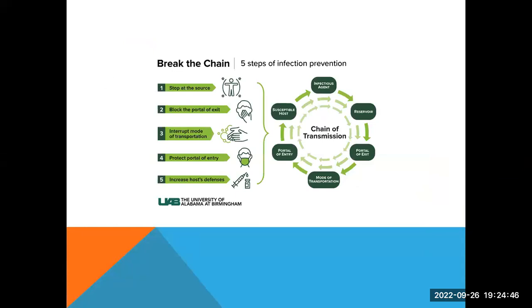So let's give an example here for working with COVID. As you can see here, we're working on the whole chain: the infectious agent, the susceptible host, the reservoir, the portal of exit, the portal of entry, and even the mode of transmission. So you stop the source, you block the portal of exit simply by doing the coughing etiquette, by using your hand, interrupting the mode of transmission by properly washing your hands, the hand hygiene, the portal of entry, wearing your own masks, and increasing the host defense, which is the vaccination. So this is a very simple elaboration on how you should be breaking the chain of transmission.